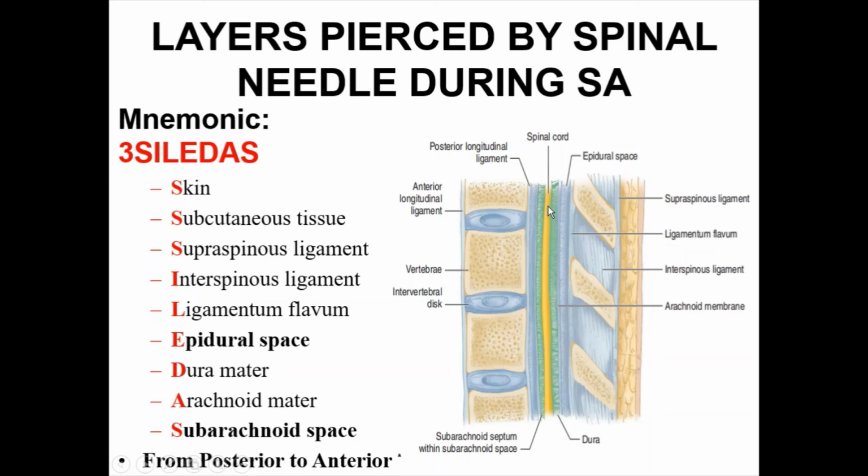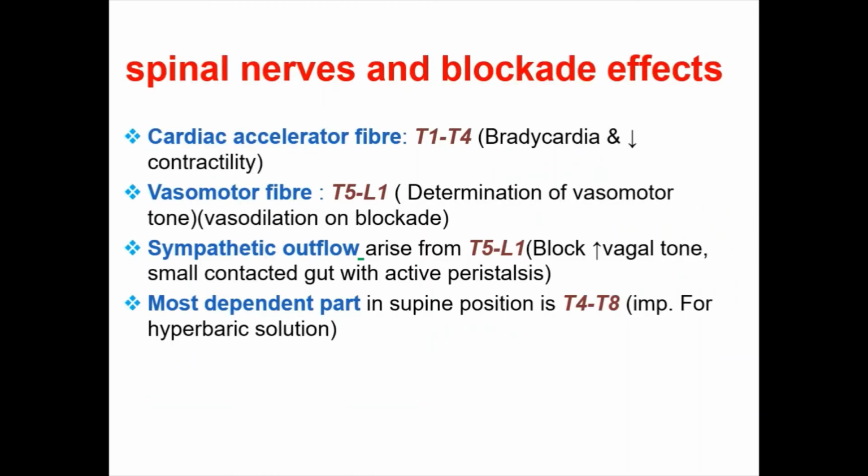This is the arrangement from posterior to anterior. But in between, remember we have posterior ligaments. And if you advance beyond the subarachnoid space, you will reach anterior ligaments. These are the spinal nerves and the blockage effects. Once you give anesthesia and block up to T1 to T4, you are blocking cardioaccelerator nerves and then parasympathetic upsurges. And then you will have high action of acetylcholine and then bradycardia and decreased contractility.